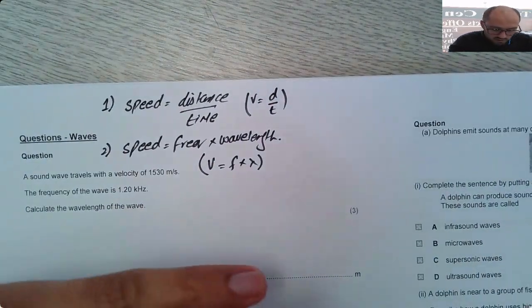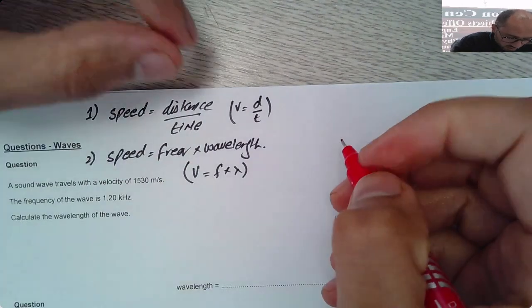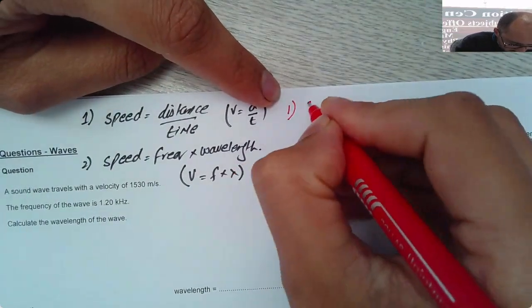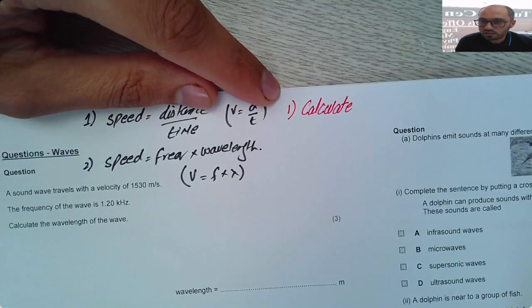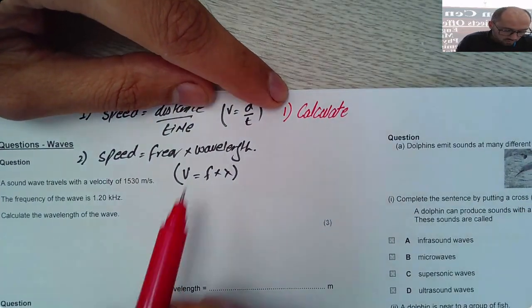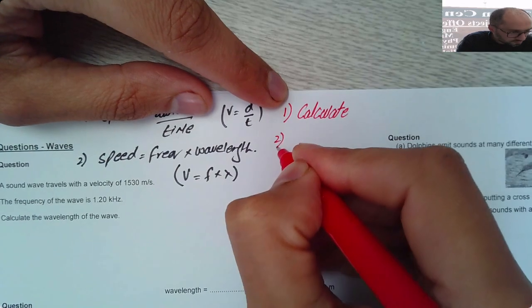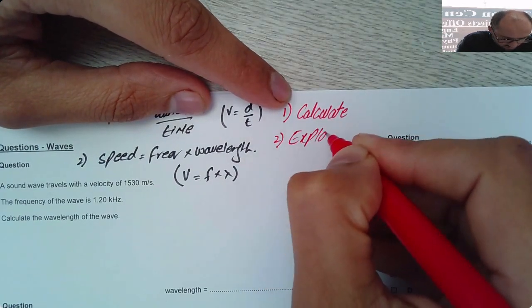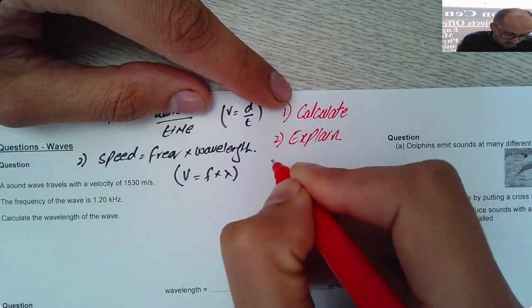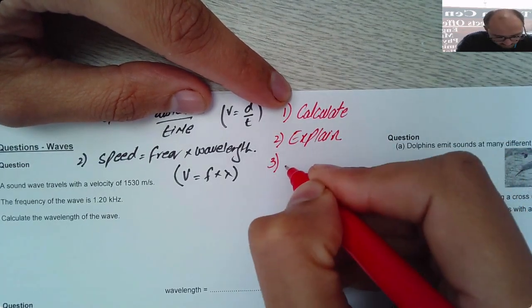Now the type of question that you can expect on this topic are: number one, calculate. So if there's a question on calculate, then you'll have to use one of these two equations. Number two, there could be about explaining situation. So they may ask you about explain, and the third one will be about investigate.